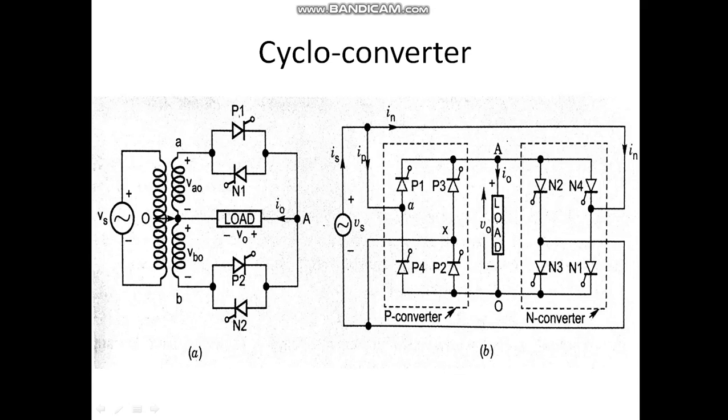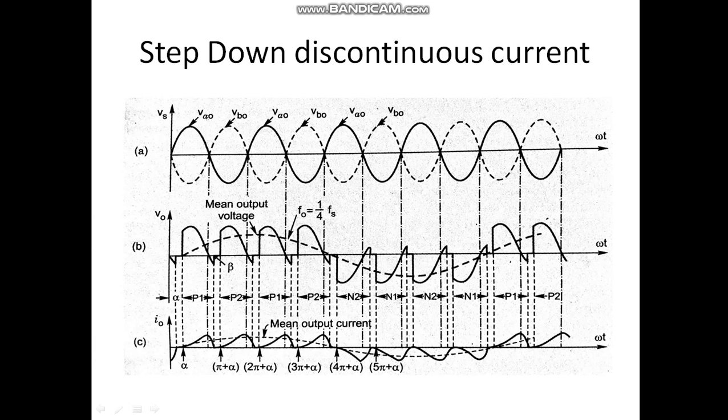And in the next cycle, N3 and N4 are conducting. So what will happen? Supply will start from here, negative. N3 will conduct, lower side positive, through the load, and through N4 it will complete the path like this. Are you getting what I'm saying? So we can see frequency is made 1/4 of the supply frequency. Are you getting? Step down, frequency is reduced.